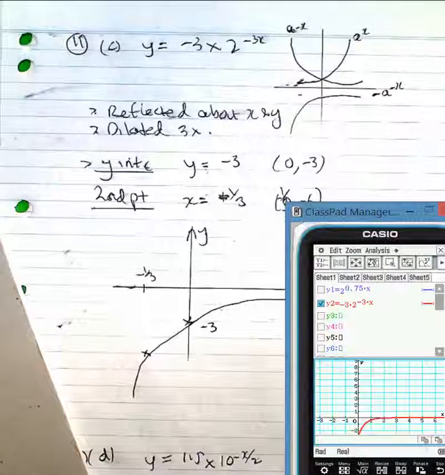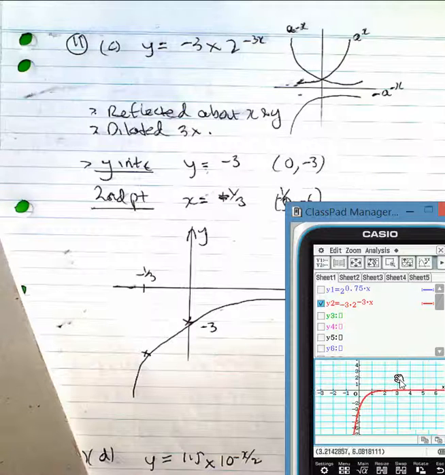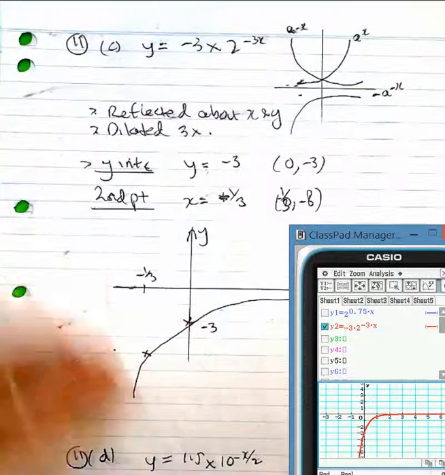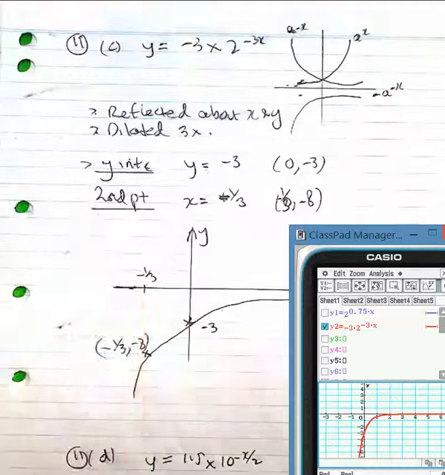And as you can see there, looking at the graph on the graphics calculator, you've got that kind of thing happening there. And that should be negative 1/3, negative 8 in that instance.